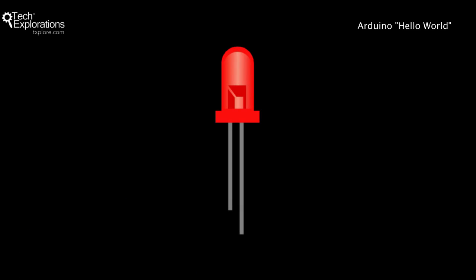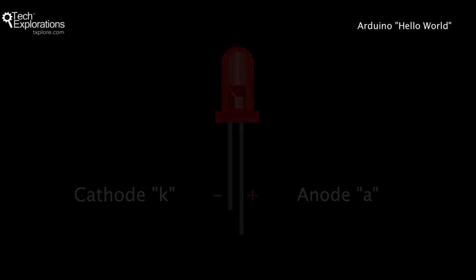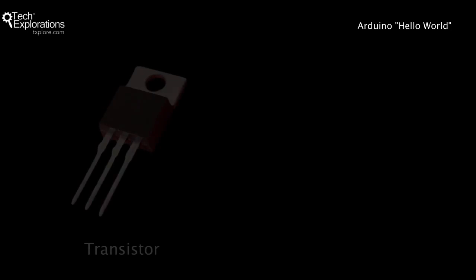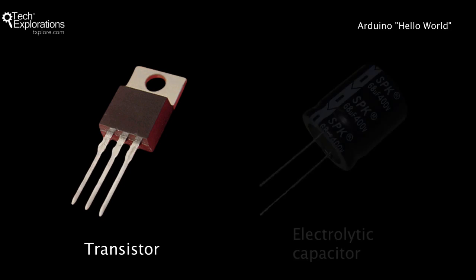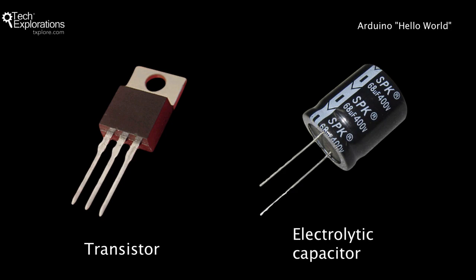Here's what an LED device looks like. Notice that there is a short and a long pin. The short pin is called the cathode, often noted with a K, and should be connected to the negative minus voltage. The longer pin is called the anode, often noted with an A, and should be connected to the positive plus. Other examples of devices that are polarized and use similar or the same terminology are transistors and certain types of capacitors.